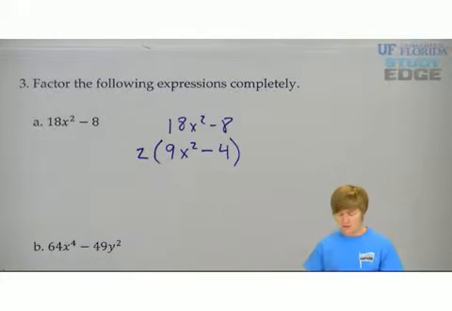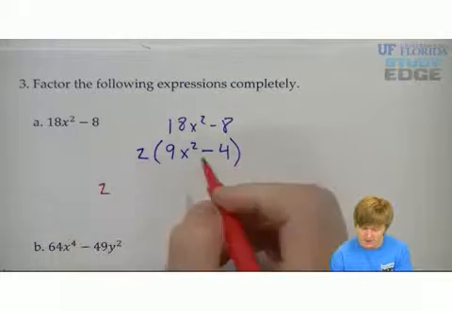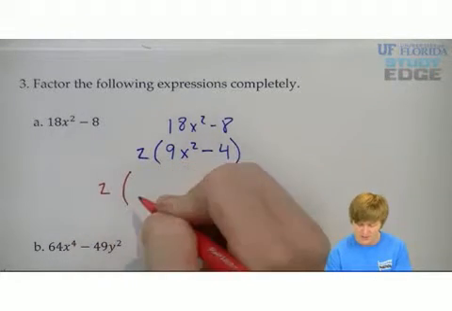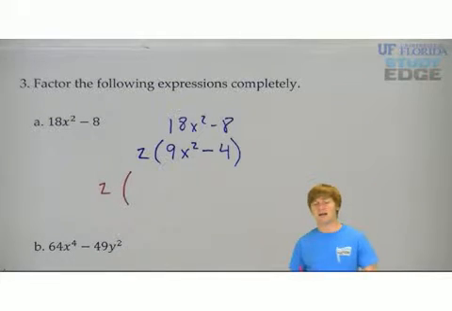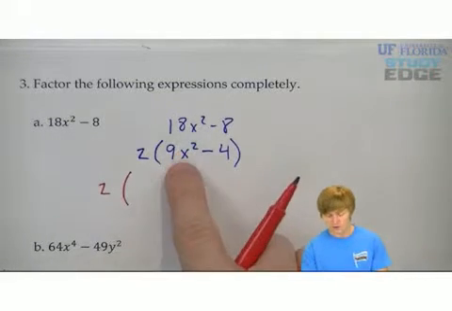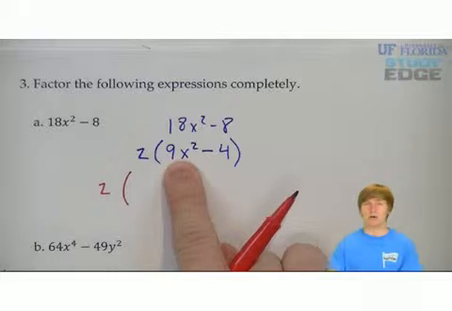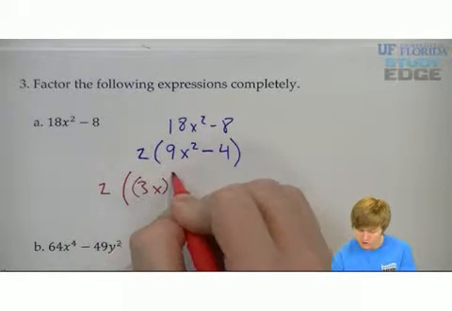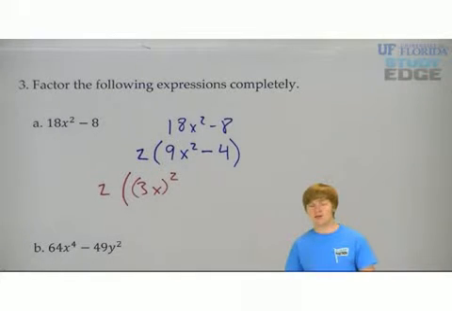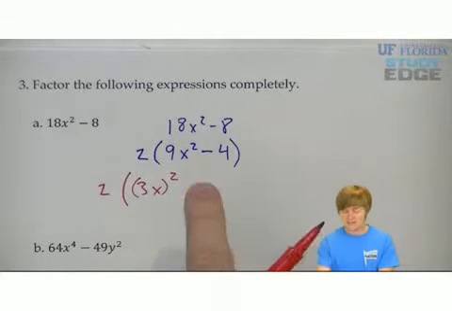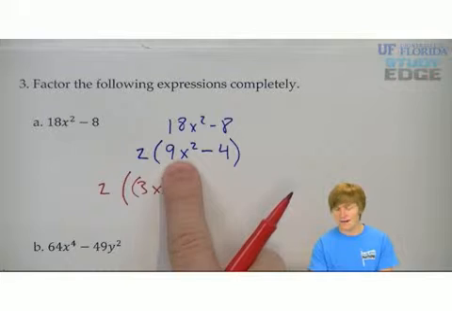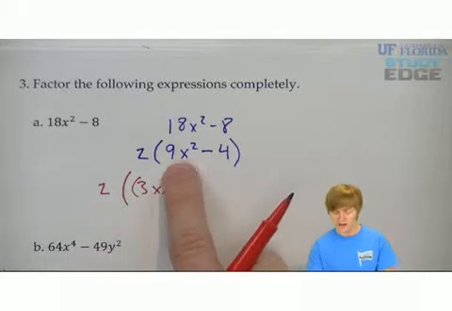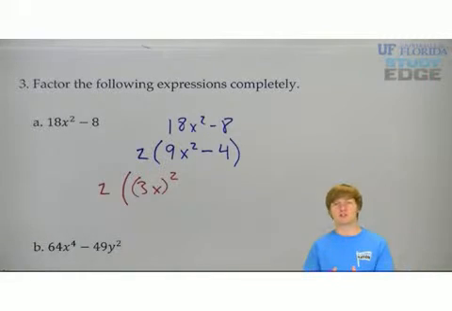Here's what I mean by that. If I just have my 2 out in front, I'm not going to forget about that. That's still out in front of my expression. But now, inside of my parentheses, I can rewrite 9x squared as (3x) squared. Notice that this entire term right here, 9x squared, is really 3x to the second power. So 9x squared is a perfect square.